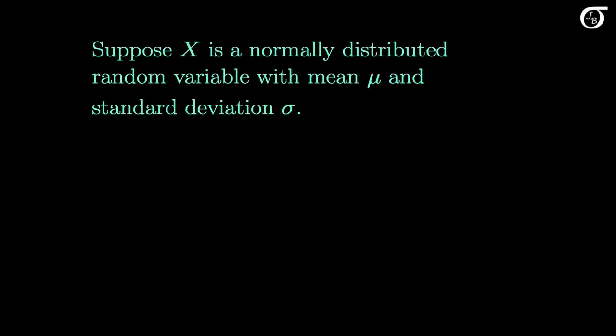Suppose x is a normally distributed random variable with mean mu and standard deviation sigma. We can write this as x is distributed normally with a mean of mu and a variance of sigma squared. This isn't universal notation, and some sources write the standard deviation as this second term, so we have to be a little bit careful. But my notation with the second term representing the variance is pretty common.